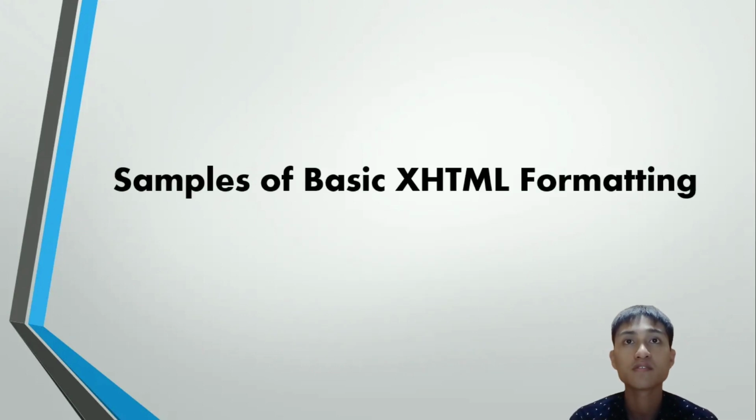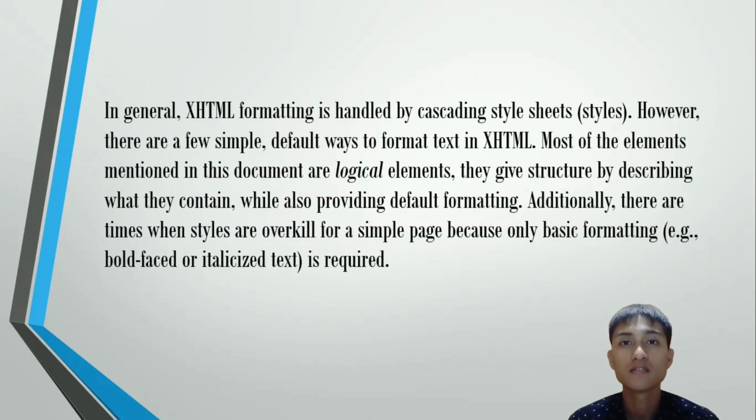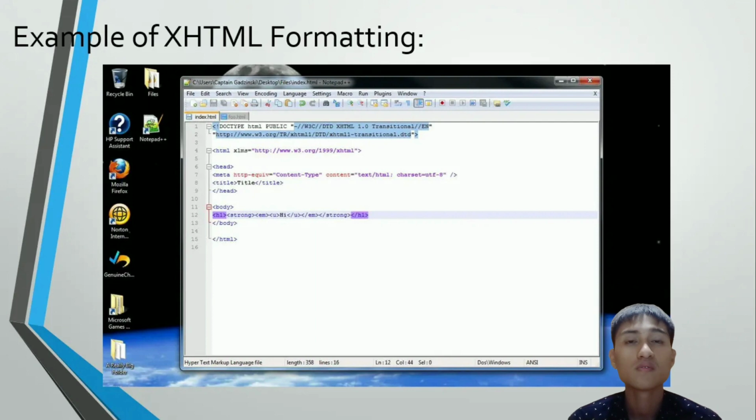Now, I will discuss some examples of basic XHTML formatting. But before I proceed, I will add some more important details about basic XHTML formatting. In general, XHTML formatting is handled by cascading style sheets or styles. However, there are a few simple default ways to format text in XHTML. Most of the elements mentioned in this document are logical elements. They give structure by describing what they contain, while also providing default formatting. Additionally, there are times when styles are overkill for a simple page because only basic formatting, for example, boldface or italicized text, is required. So, these are examples of basic formatting in XHTML.